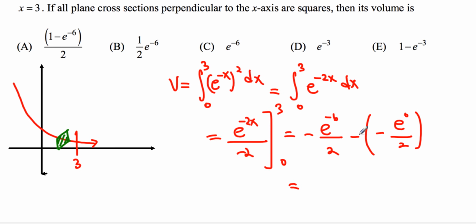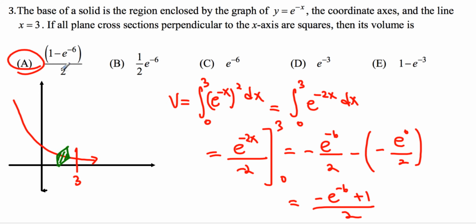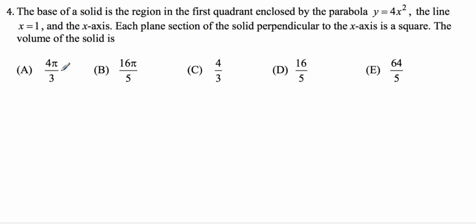Now, the negative becomes positive, and e to the 0 is equal to 1, so what we end up getting is negative e to the negative 6 plus 1 all over 2 because they have the same denominator. Then this looks like choice A becomes our answer. Alright, let us move on to the next question, number 4.